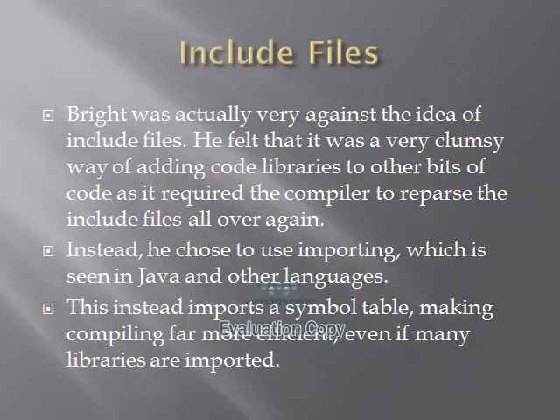So what he chose to do is use imports, and he imported the symbol table so that when the compiler went over it, it was already parsed. You didn't need to do it over again. It was more efficient. You can add many more libraries without increasing the compile time by any significant amount. So he went from the pound includes to the imports to make the compiler more efficient.